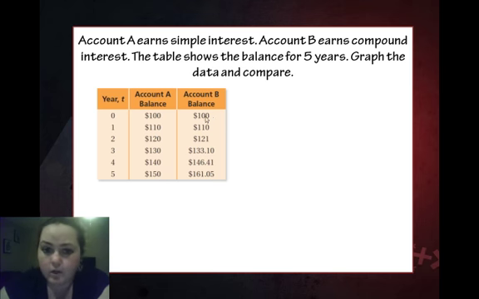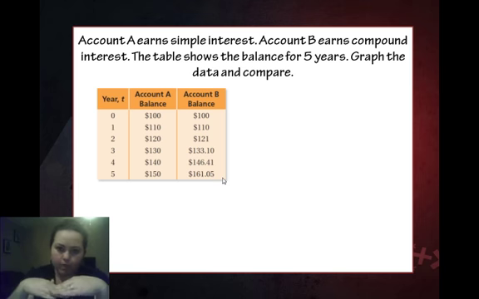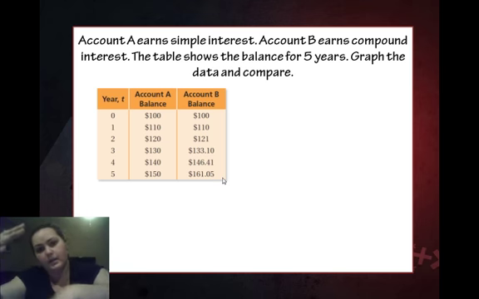Account B started at $100, went up to $110, then $121, $133.10, $146.41, $161.05. So compounding interest is actually going to earn you more money. So it's saying from here you earn money, now from where you started to now earns money.